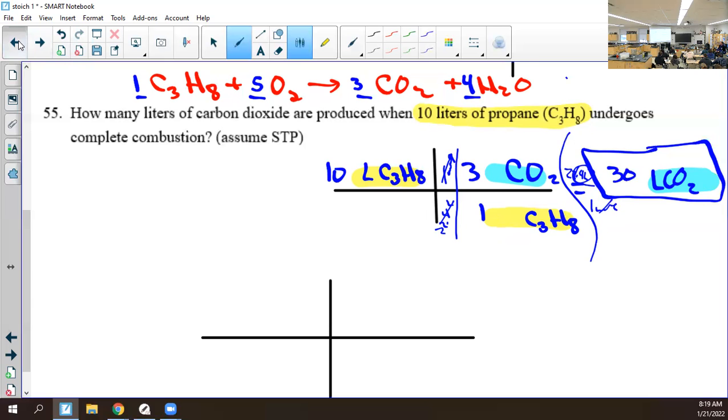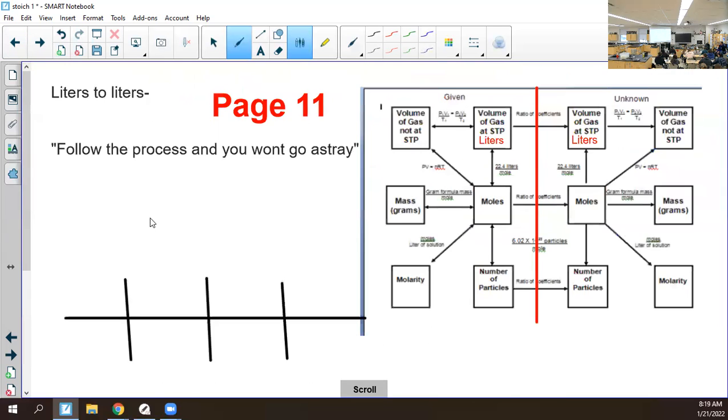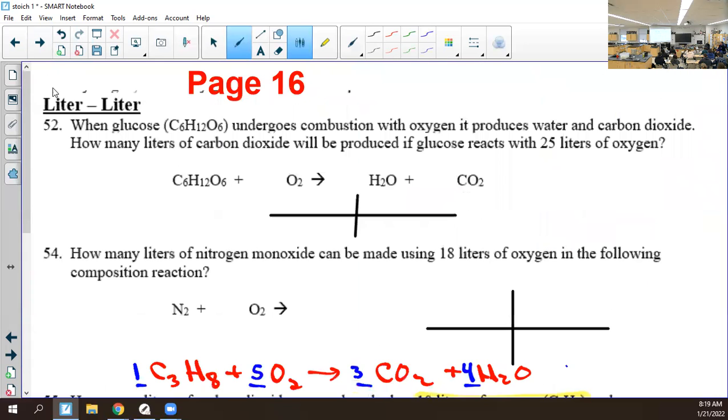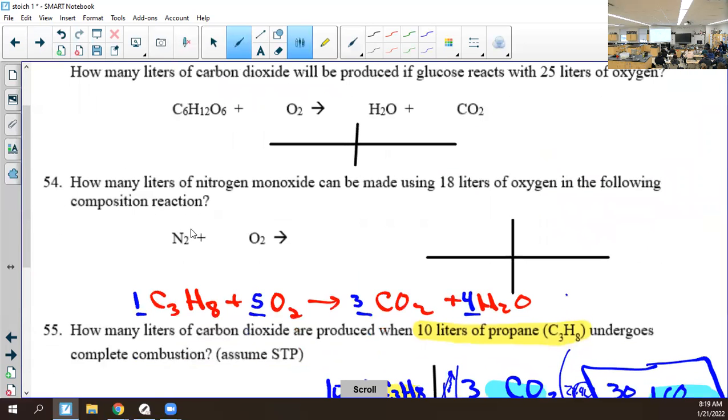Okay, 54. Oops, it was up above it. Okay, N2 plus O2, and it says it makes nitrogen monoxide. That means just NO. It wouldn't have any subscripts if it's nitrogen monoxide. So 1, 1, 2. 18 liters of O2, and I want to know liters of NO. Okay, if you haven't done it yet, take a couple minutes and try that real quick.